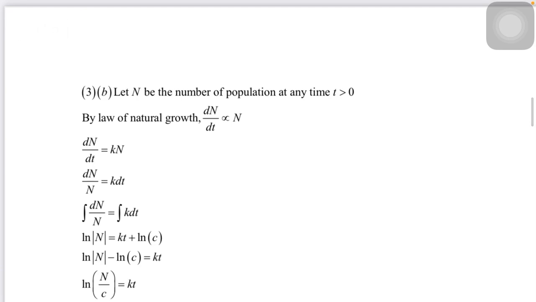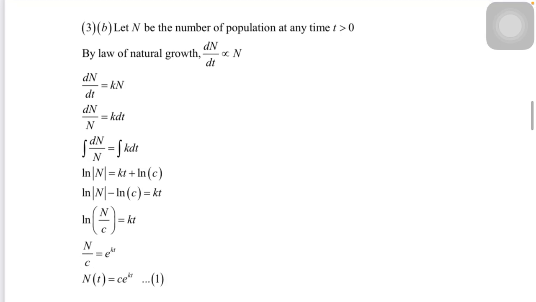According to the statement, dn by dt is proportional to n, where n is the number of population. So dn by dt is proportional to n. This means dn by dt is equal to kn, where k is a constant. Okay.